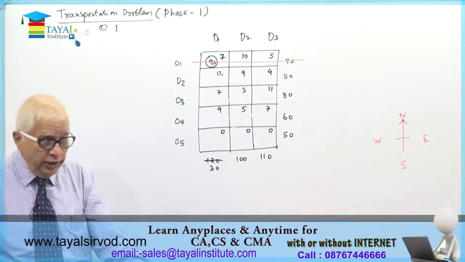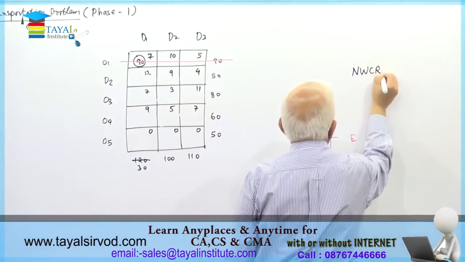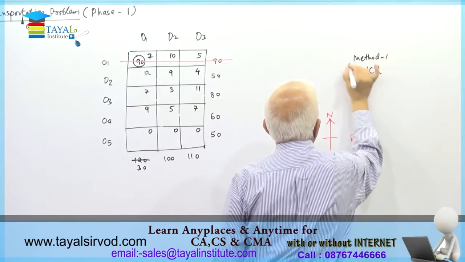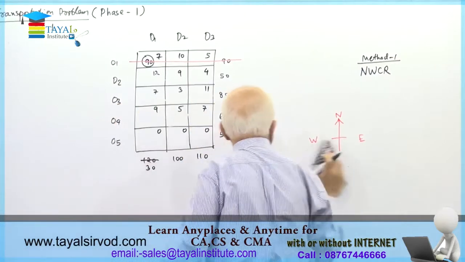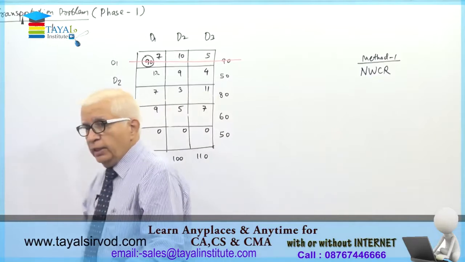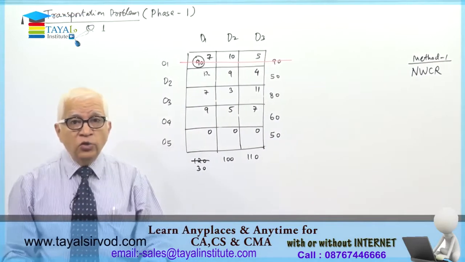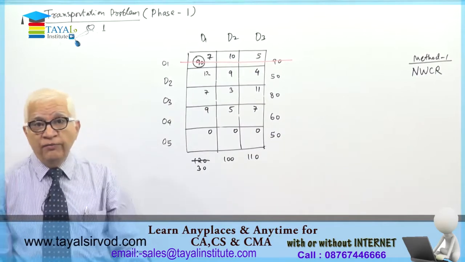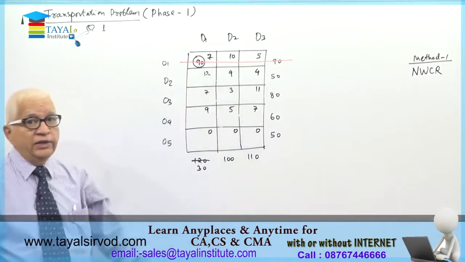What is the method that we are following? NWCR. This is method number 1. I am doing the allocation using NWCR, or northwest corner rule. Now see, one allocation has been made. Now next allocation. What is the situation here? One row has got deleted from the matrix. That means the original matrix, which was 5 by 3, has become now 4 by 3. There are only 4 rows left and 3 columns are left.